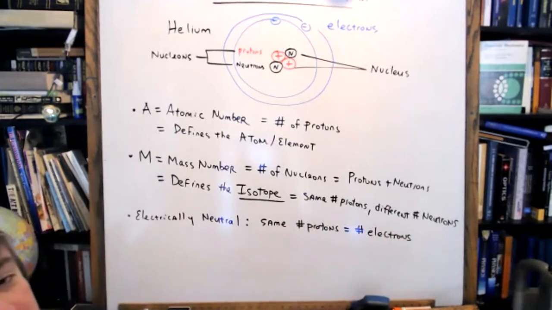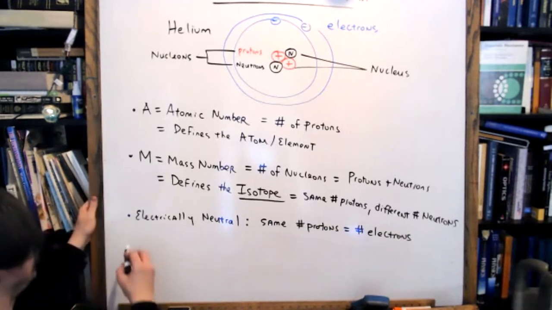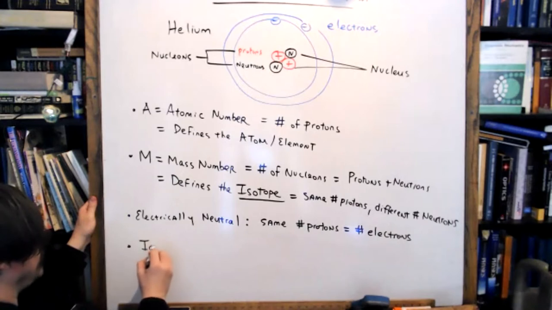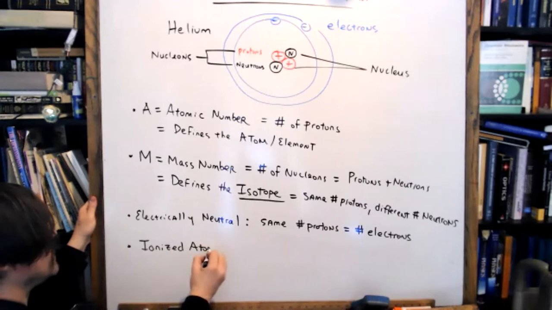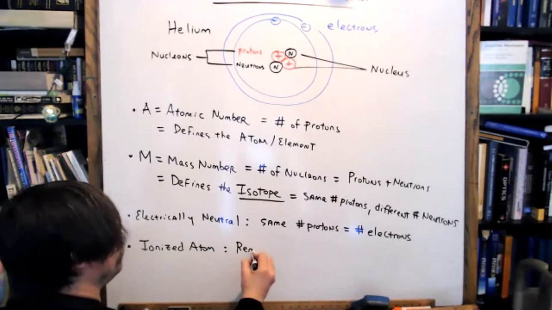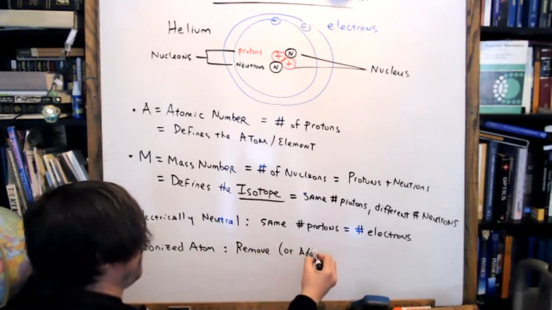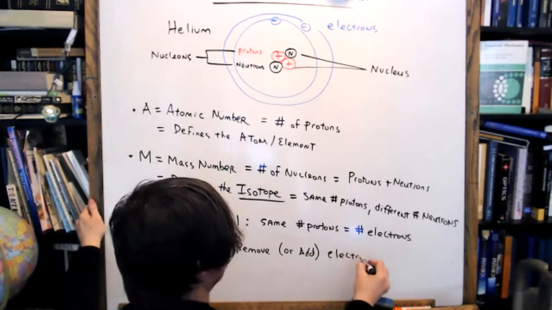You will discover that from time to time, nature is capable of taking electrons away from an atom or pushing extra electrons onto an atom. When that happens, the atom can become ionized. An ionized atom is when you remove, or in weird cases, add some number of electrons.